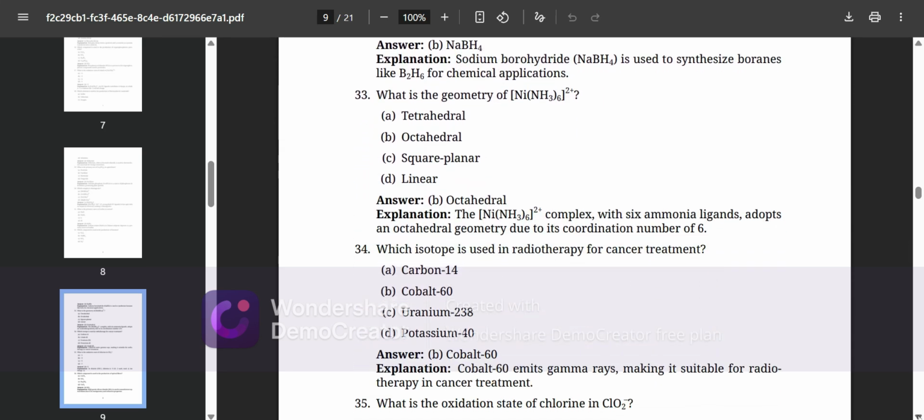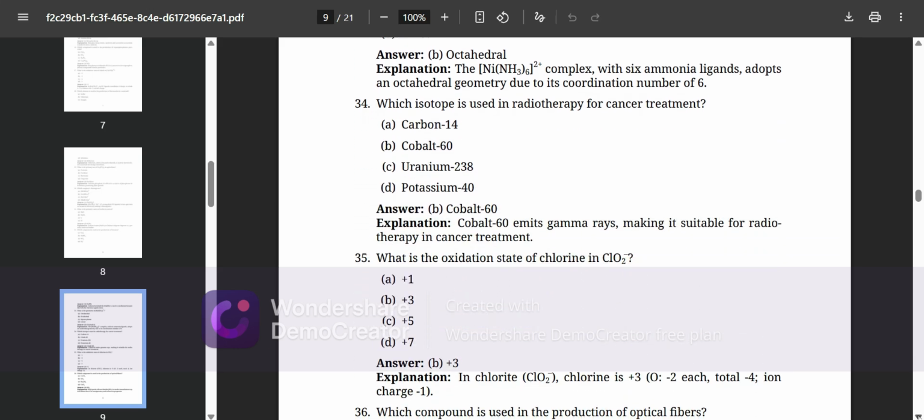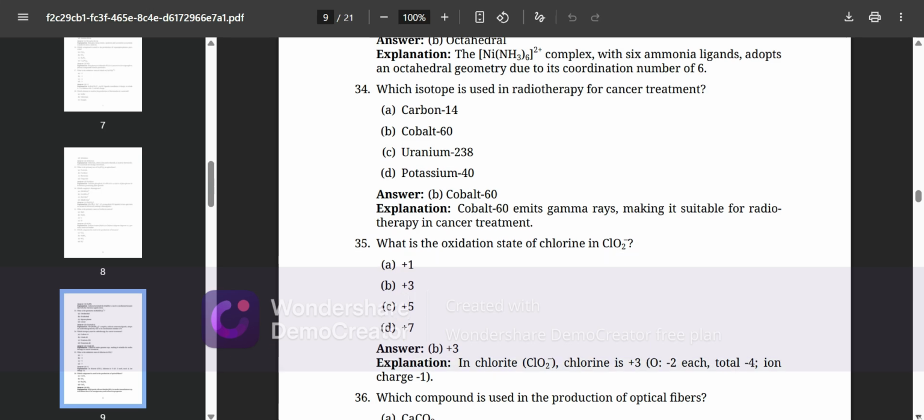What is the geometry of [Ni(NH3)6]2+? Octahedral. The [Ni(NH3)6]2+ complex with 6 ammonia ligands adopts an octahedral geometry due to its coordination number of 6. Which isotope is used in radiotherapy for cancer treatment? Cobalt-60. Cobalt-60 emits gamma rays, making it suitable for radiotherapy in cancer treatments.